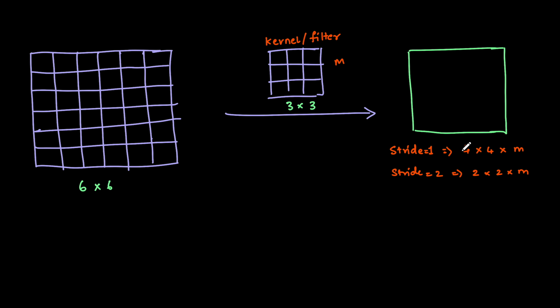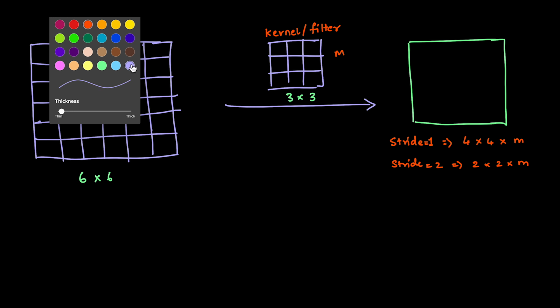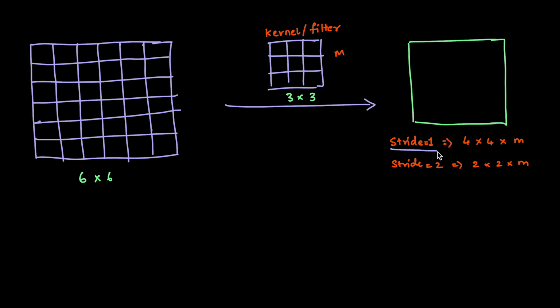Hello everyone, in the last video we discussed the concept of stride. If you remember, given an image of 6x6 and a kernel of size 3x3, where the number of kernels can be m, the output shape will be 4x4xm when stride equals 1, and 2x2xm when stride equals 2.